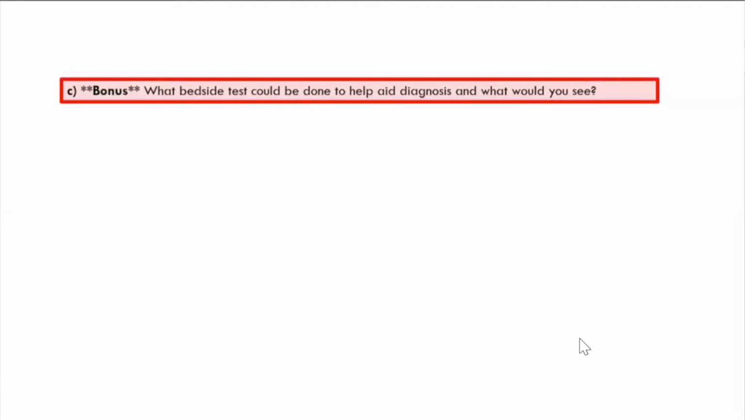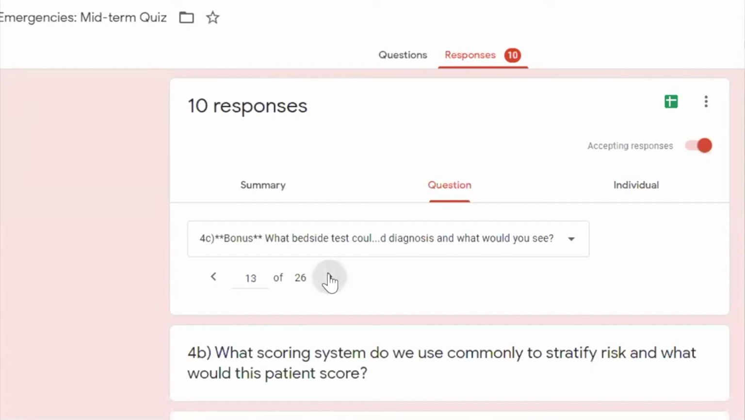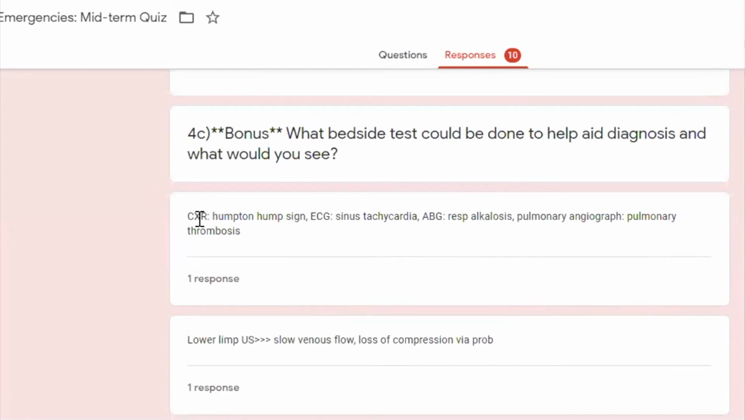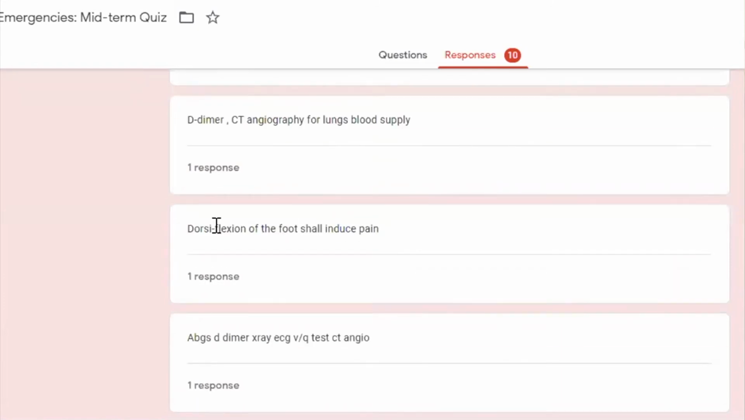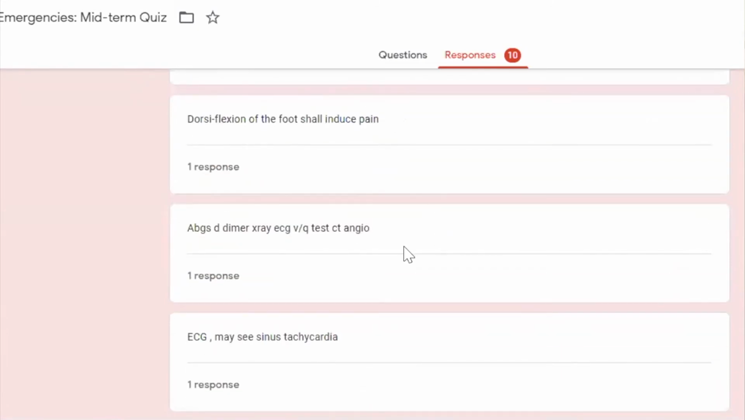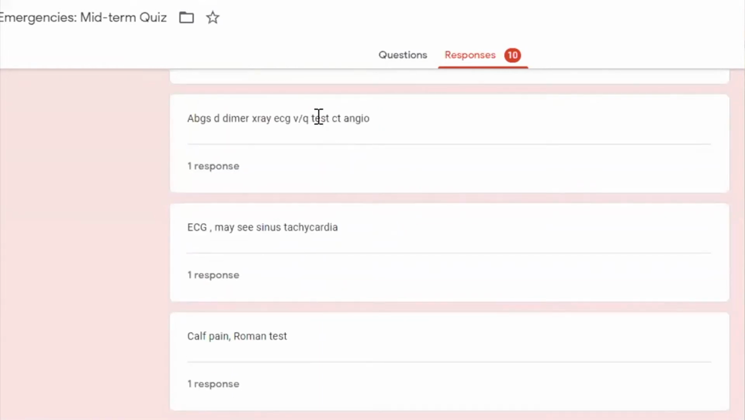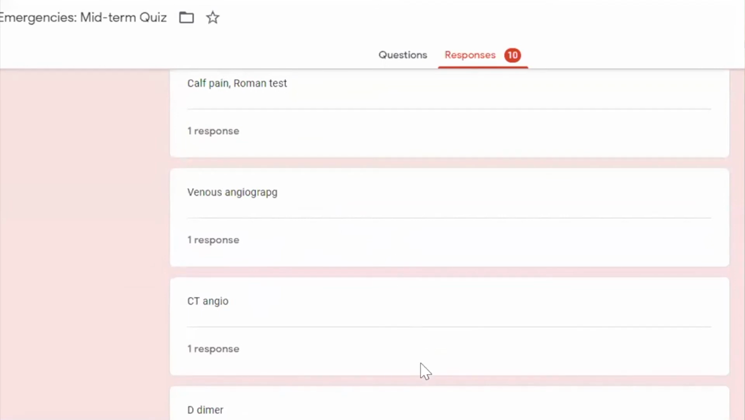So, bonus question. Hopefully the first two questions were relatively straightforward in this particular case, PE and Wells score. This question is a bit trickier. So what bedside tests could be done to help aid diagnosis? In terms of what you guys wrote, we have a chest x-ray, which you're absolutely right, an ECG. This is a great answer. Lower limb ultrasound, yeah, absolutely, if you're looking for the DVT. D-dimer, CT angiogram, a clinical sign for DVT, potentially ABG, VQ scan, ECG, calf pain, D-dimer.